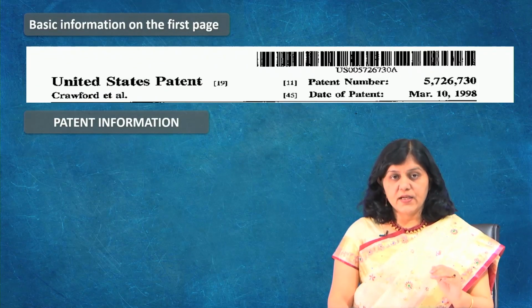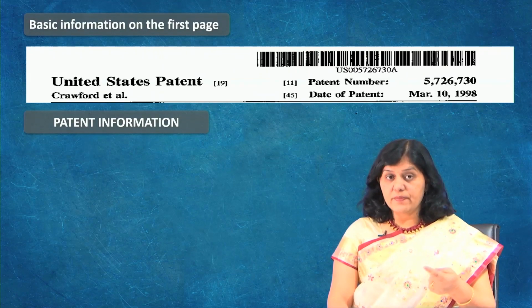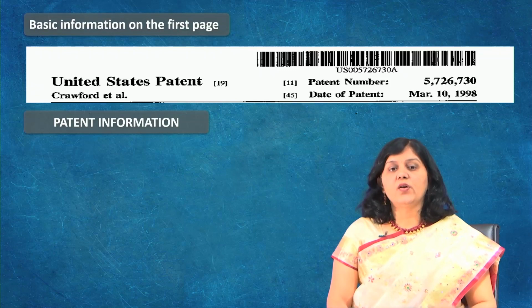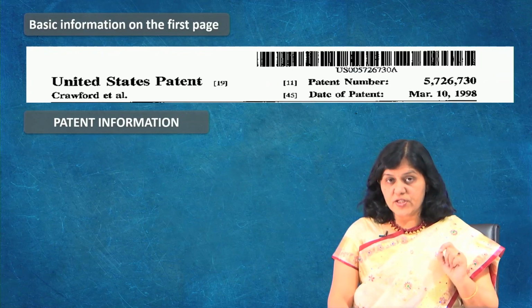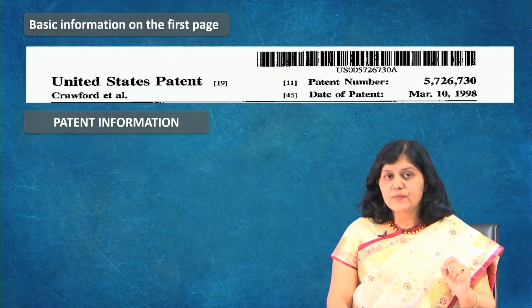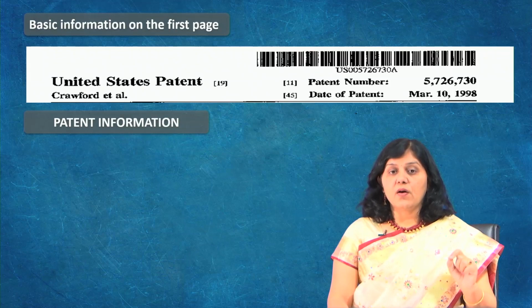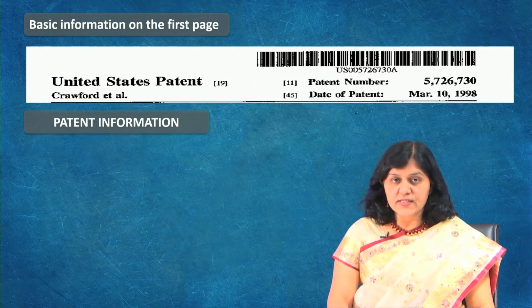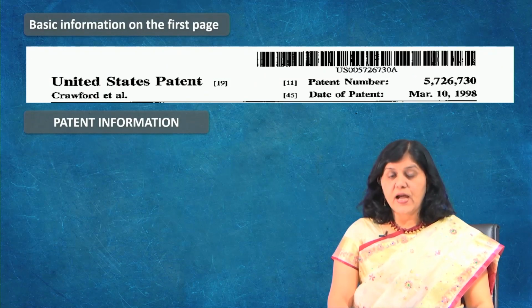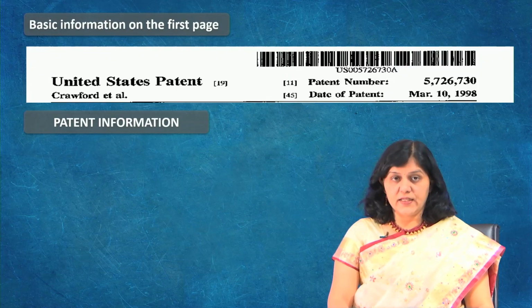So, it says United States, Crawford et al., then it says a patent number and a date of a patent. So, this data gives you information as follows. This patent is filed in USPTO office, the main or principal inventor is Crawford, the patent number is 5726730 and the date of patent is 10 March 1998.